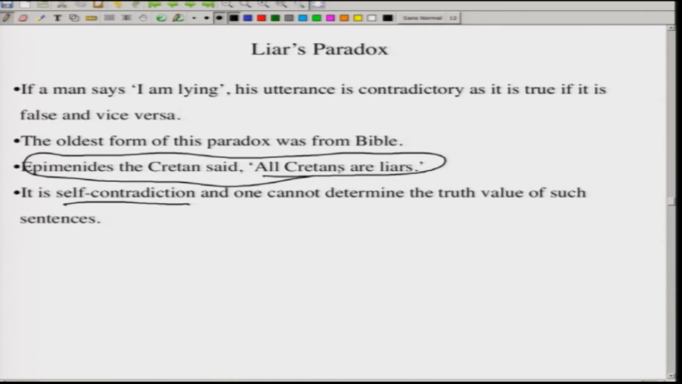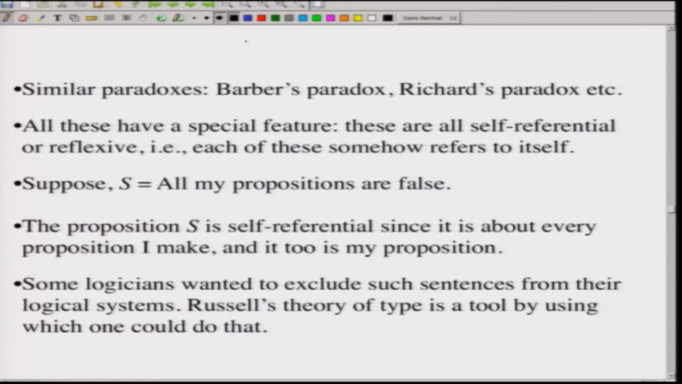Now, can you determine the truth value of such sentences? Definitely not, because it seems they are entitled to a truth value, but the moment you want to determine the truth value, you find a contradiction. So what to do with these sentences? We do not want these sentences in our system, because in a sense they will corrupt the whole system. In order to block such sentences, a tool was invented, which is called the theory of types.